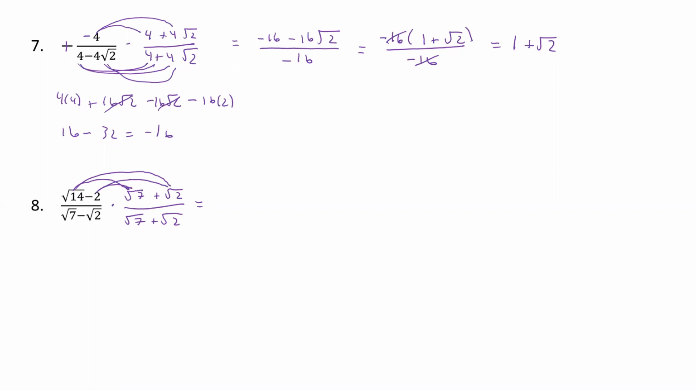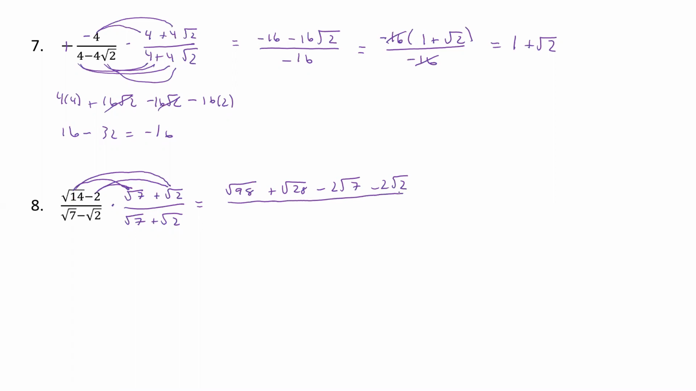So the square root of 14 times the square root of 7, well, that's going to be the square root of 7 times 14, 98. And then we'll have the square root of 14 times the square root of 2, so that's going to be plus the square root of 28. And here that's going to be minus 2 square root of 7. And this is going to be minus 2 square root of 2.